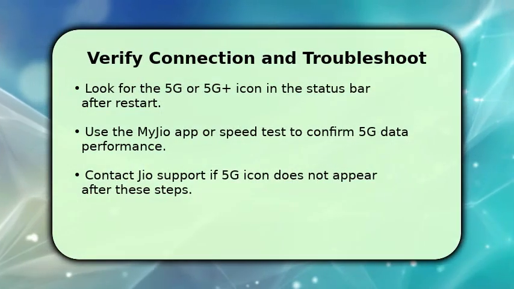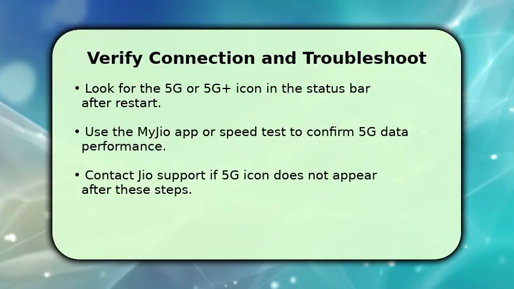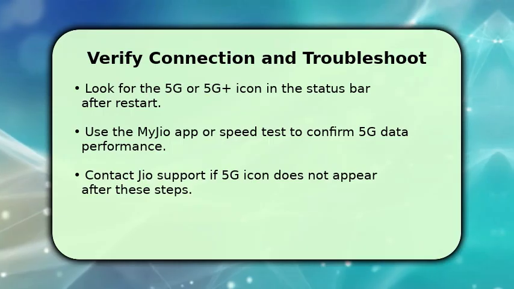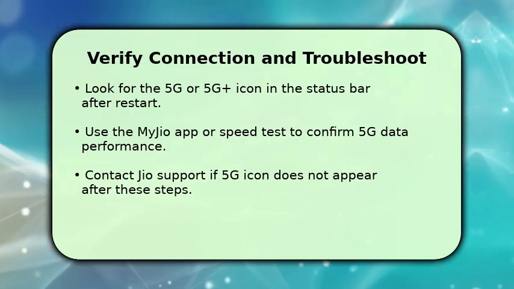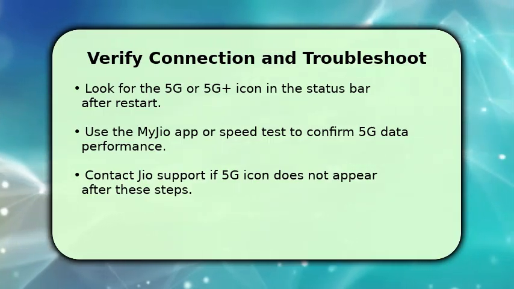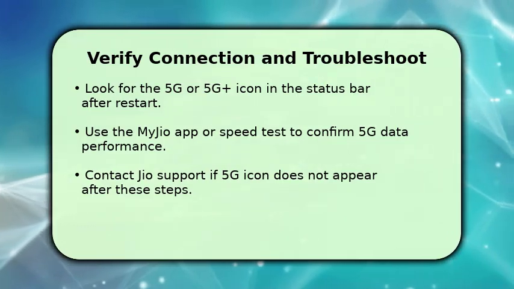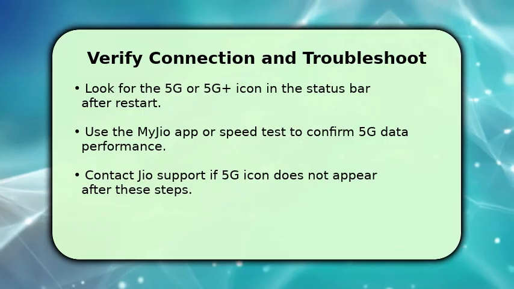Open a browser or run a speed test app to confirm faster 5G data rates. If you still see 4G only, toggle airplane mode on and off to re-register with the network. Reset network settings as a next step if issues persist, remembering this clears saved Wi-Fi and Bluetooth connections.